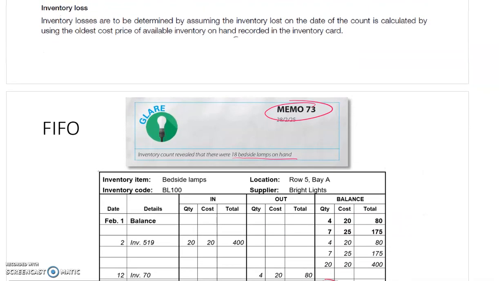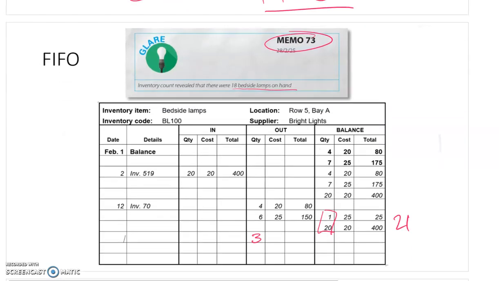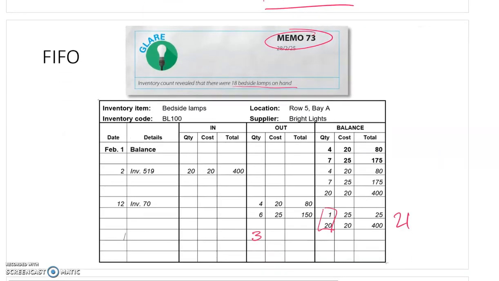So this is very wordy. So inventory loss determined by assuming the inventory loss on the date is calculated by using the oldest cost first. So all this says is we use FIFO. And inventory loss is an out. We use FIFO, so we say the first in, the first out.